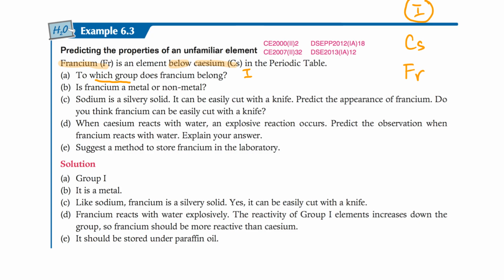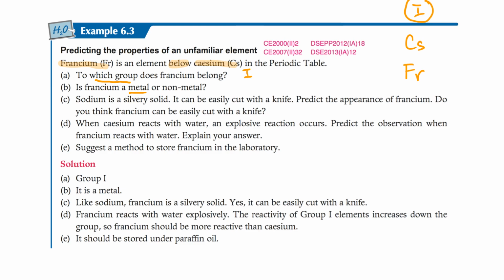Which group, I don't expect you to say alkaline metal here, because if you have to name it as an alkaline metal, they will say name the group instead of which group. Because it's on the left hand side of the periodic table, they are metals. And then sodium is a silvery solid. It can easily be cut with a knife.